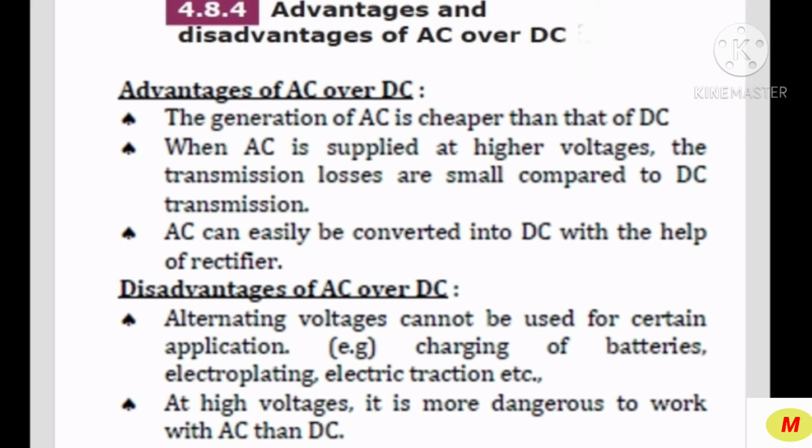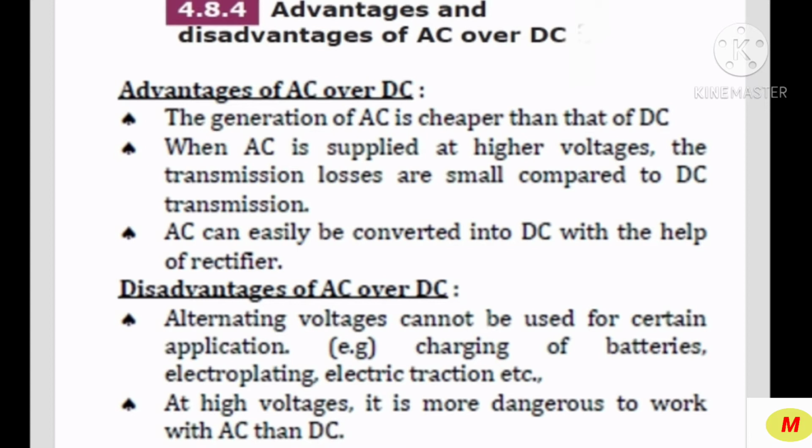Next one is about advantages and disadvantages of AC over DC. First, let us discuss the advantages of AC over DC. The generation of AC is cheaper than that of DC. When AC is supplied at higher voltage, the transmission losses are small compared to DC transmission. AC can easily be converted into DC with the help of a rectifier. These are the advantages of AC over DC.